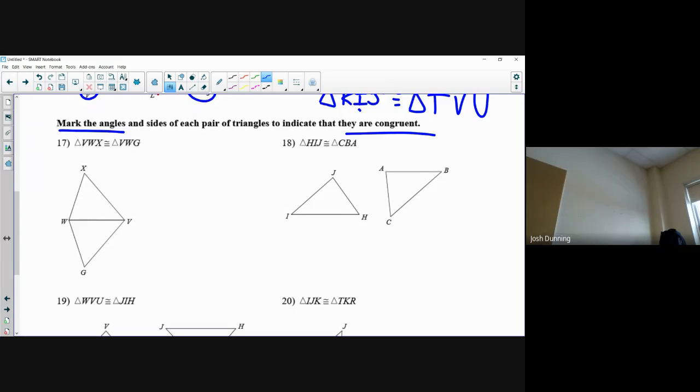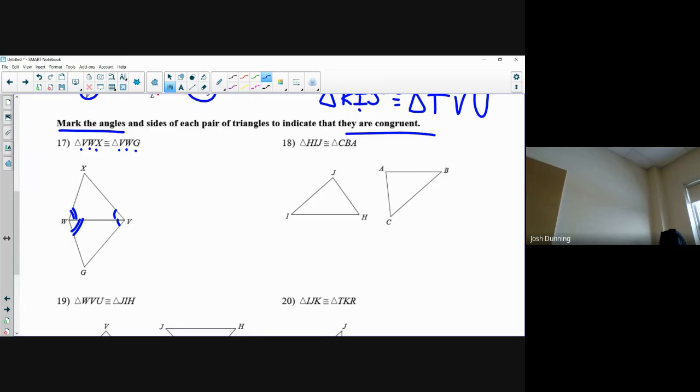So the top triangle, VWX, that's the top triangle. Angle V on the top one goes in with angle V on the bottom. That's the first one, so I'll just start with 1 slash. W matches up with W since that letter is second in both. So I'll do 2. And then you can't connect them. Like what I mean by that is you can't go like this. That's marking that whole angle. You got to mark them separately in each triangle.